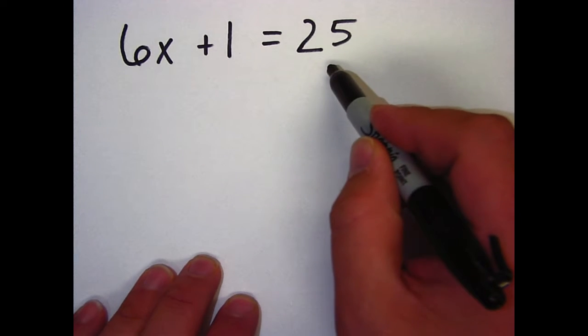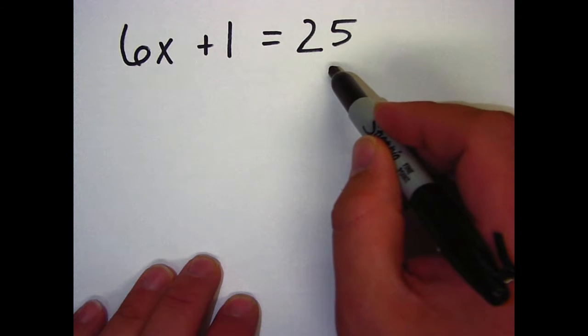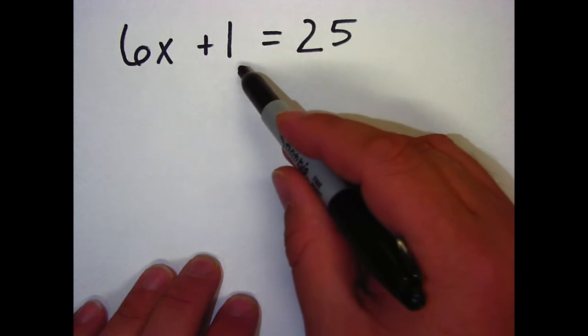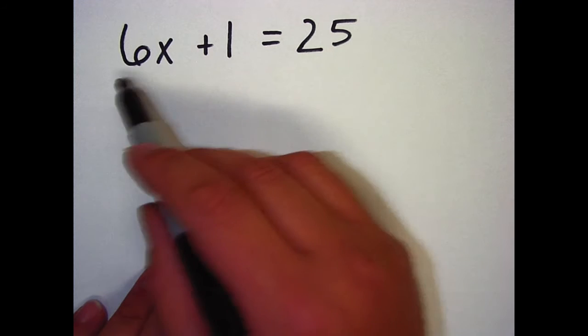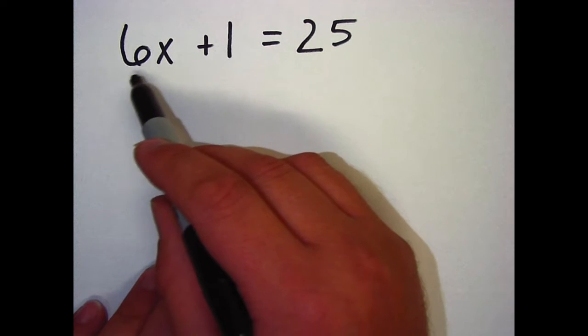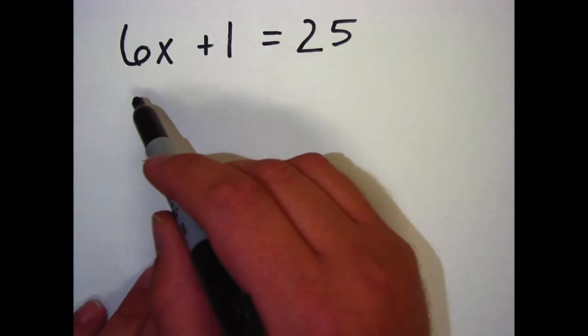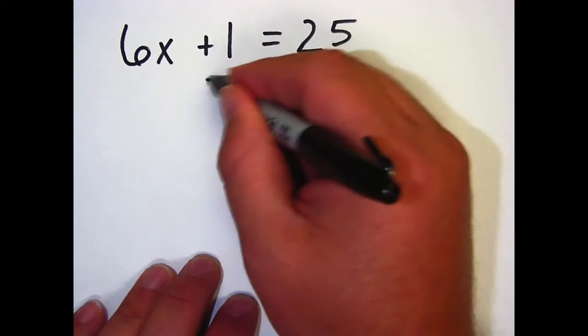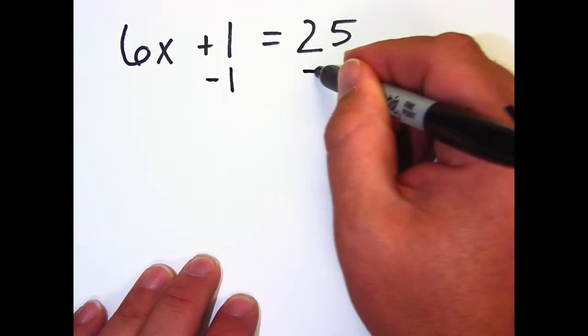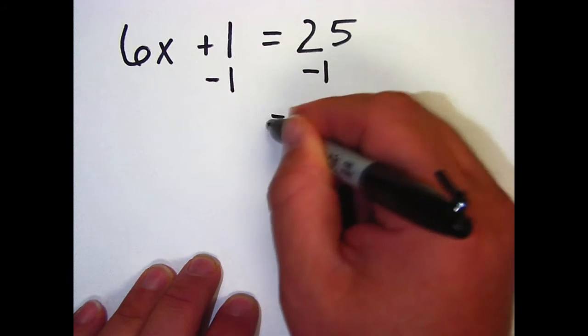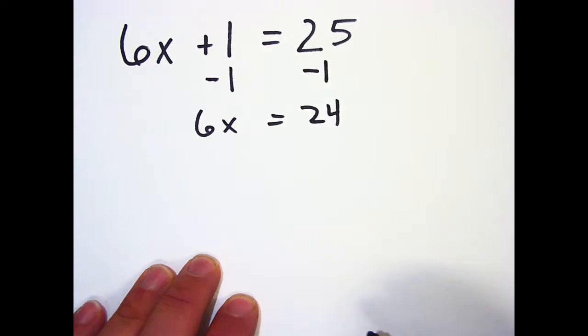Well, 25 represents people who weren't at the party. And you have 1 that would be like sort of your friends, but your best friend or best friends are right next to you because you are the variable. So first thing we do is we get rid of our friends. So instead of adding 1, we subtract 1 from both sides. So now we have 6x equals 24.